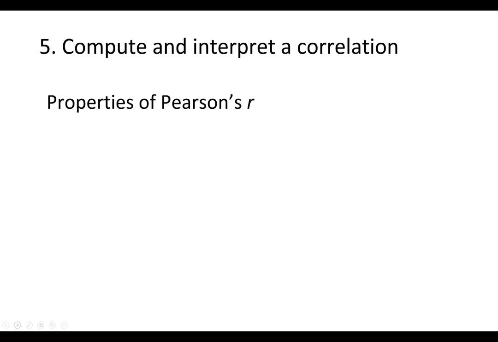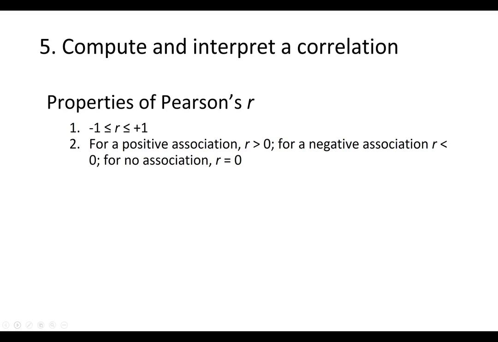Here are some properties of Pearson's R that you should be aware of. First, Pearson's R must be between -1 and +1. For a positive association, R will be greater than 0. For a negative association, R will be less than 0. And for no association, R will equal 0.